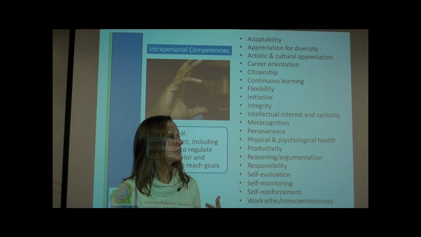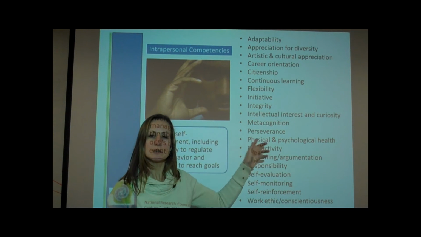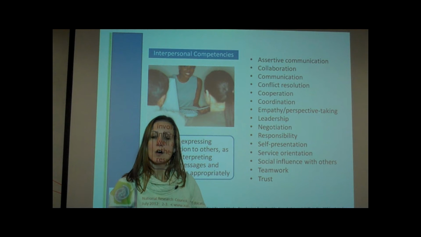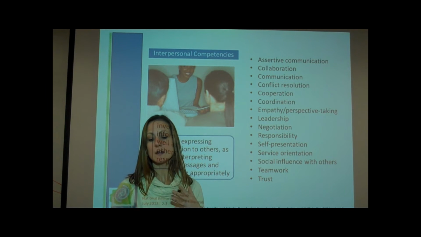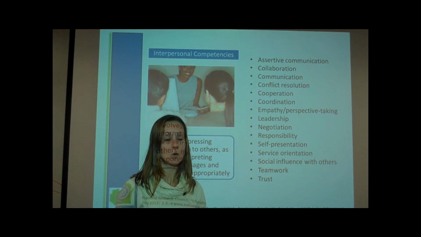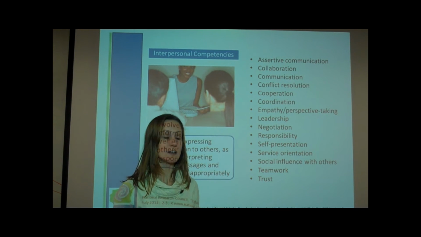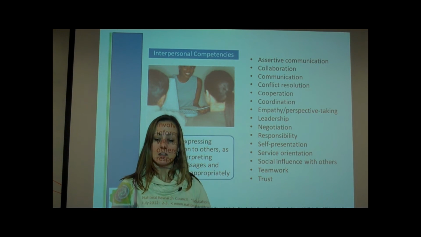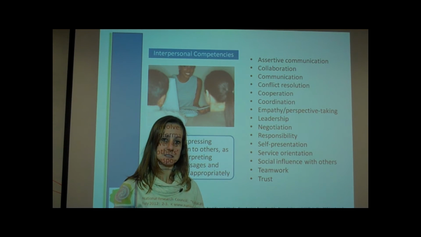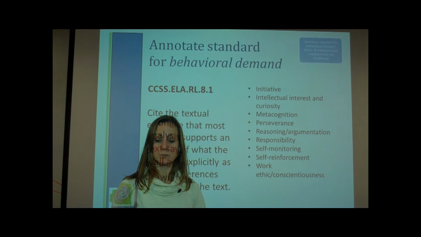So some things that we might see are students taking initiative, being flexible in their work, and persevering when things get tough. We also see the interpersonal skills, which involve students expressing information to others, as well as interpreting others' messages and responding accordingly. So what we might see are students being able to resolve conflicts, to work cooperatively, to be able to be trustworthy. These are those interpersonal competencies necessary to get our students ready for college and career.